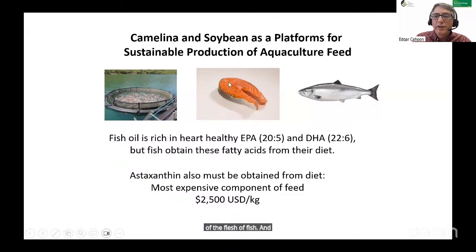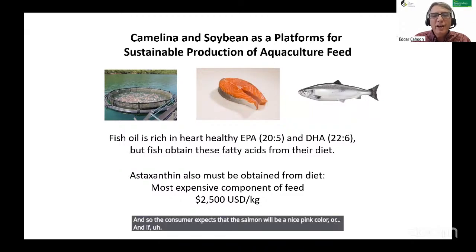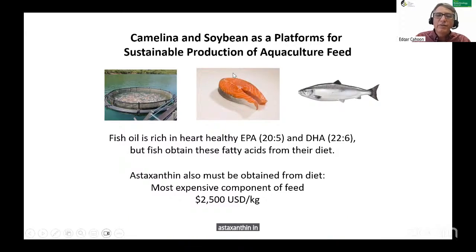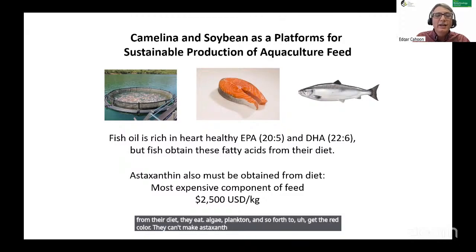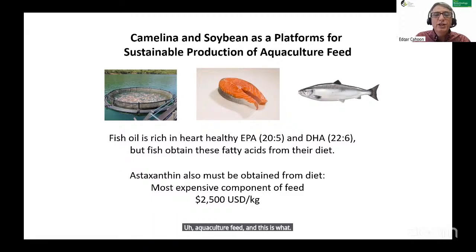This is salmon. And so the consumer expects that the salmon will be a nice pink color, and if the fish were not fed astaxanthin in their diet, the flesh would be white. So fish get the astaxanthin for the flesh coloration from their diet. They eat algae, plankton, and so forth to get the red color. They can't make astaxanthin on their own. And this is actually one of the most expensive components of aquaculture feed. And this is what Hyojin will tell you more about.